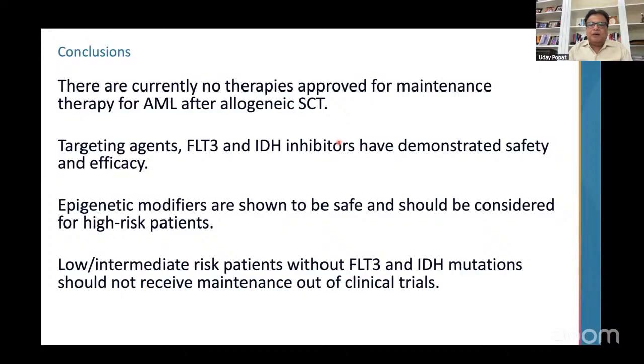Currently, there are no therapies approved for maintenance by the FDA after allogeneic transplant. There are several randomized trials. The UK group has completed several, and we eagerly await the results. Hopefully that would give us some positive data about this strategy. FLT3 inhibitors and IDH inhibitors have shown safety, and there is some therapeutic efficacy of FLT3 inhibitors, as I showed you. And you can deliver azacitidine, decitabine, and you can even combine it with venetoclax. Again, it remains to be shown whether this strategy reduces relapse.